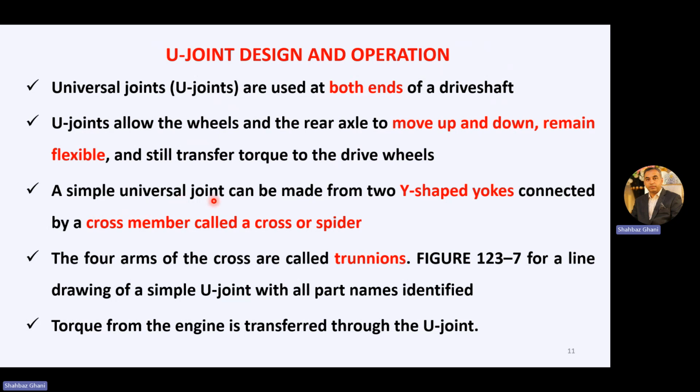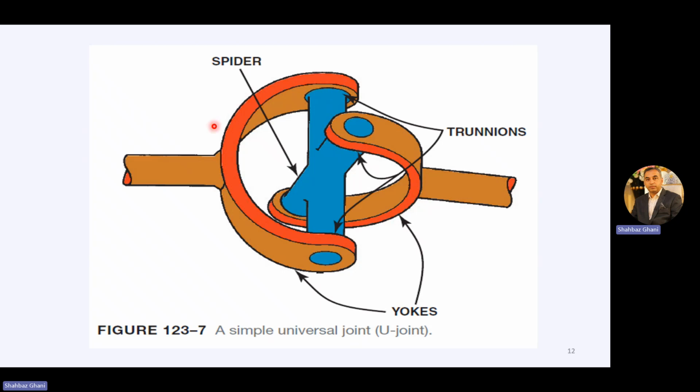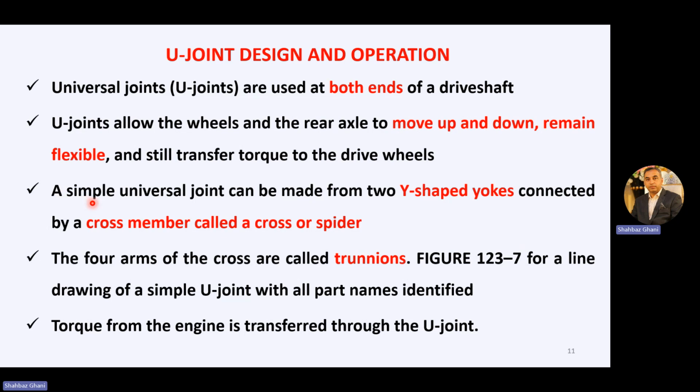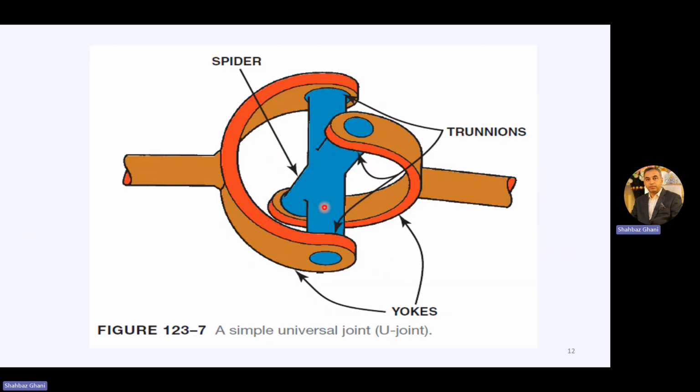A simple universal joint can be made from two Y-shaped yokes connected by a cross member called a cross or spider, like this. This is one yoke and this is the second yoke. This is a cross member, and at its ends we have the trunnions. The forearms of the cross are called trunnions.